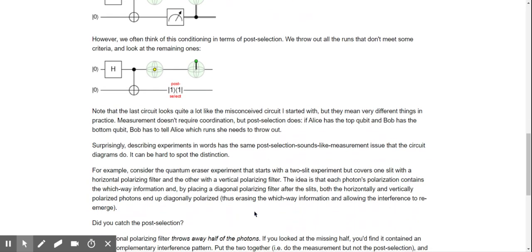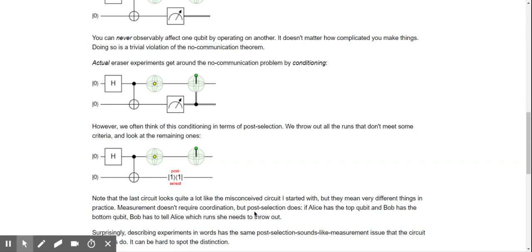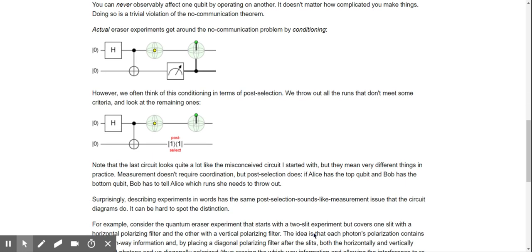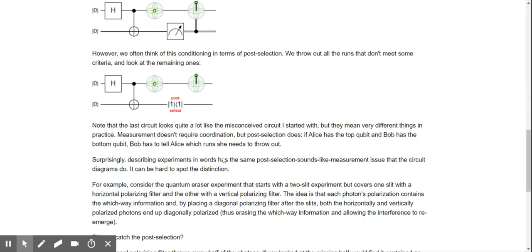Note that the last circuit looks a lot like the misconceived circuit I started with, but they mean very different things in practice. Measurement doesn't require coordination, but post-selection does. If Alice has the top qubit and Bob has the bottom qubit, Bob has to tell Alice which runs she needs to throw out. Surprisingly, describing experiments in words has the same post-selection-sounds-like-measurement issue that the circuit diagrams do. It can be hard to spot the distinction.